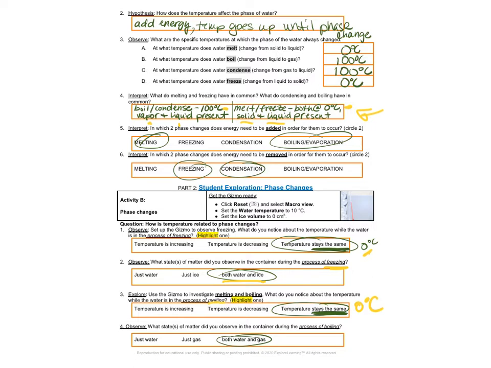Number 4, what state or states of matter did you observe in the container during the process of boiling? Remember, boiling happens at 100 degrees Celsius. You would see both water and gas. Two phases during boiling. During the process of boiling, you would see both liquid water and gas or water vapor.